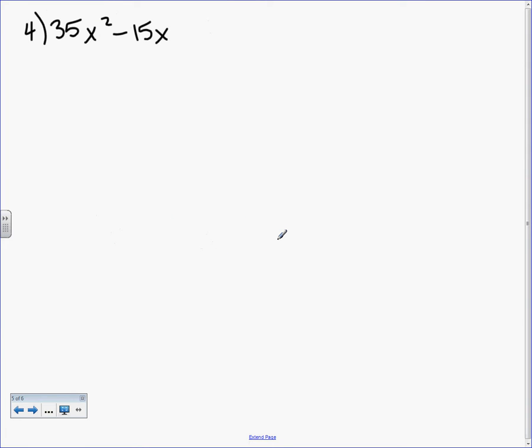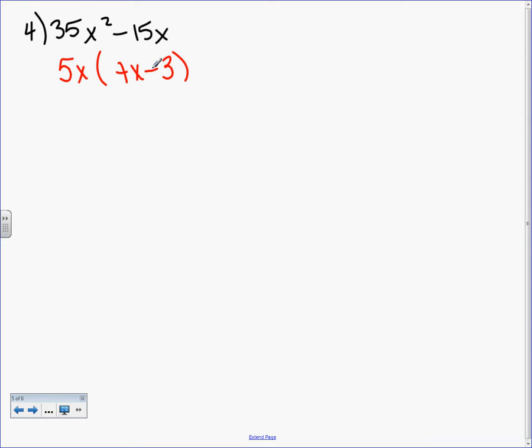Let's try this one. Number 4. What's the first step whenever you factor? GCF. What is our GCF? 5x. What's left over? 7x minus 3. Am I done? Yeah, I'm done.